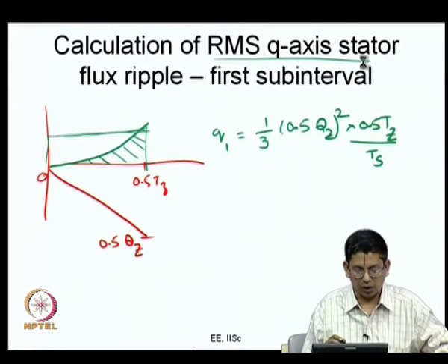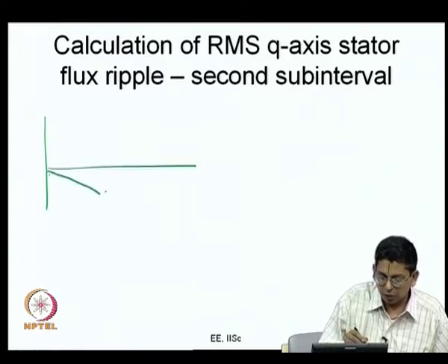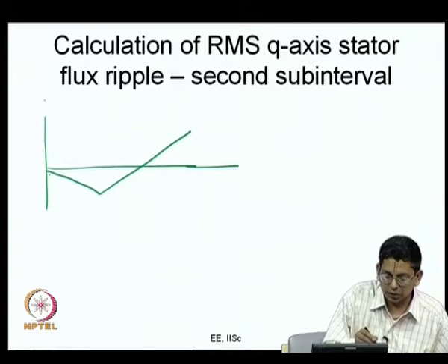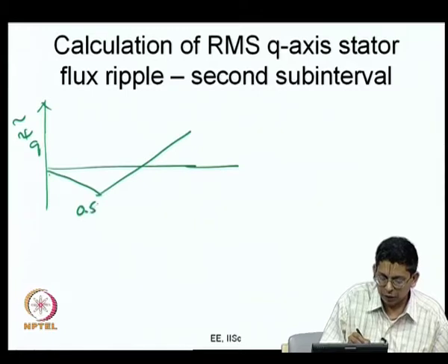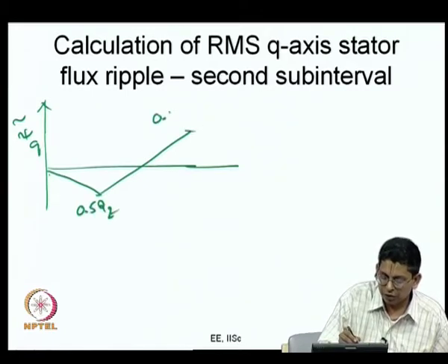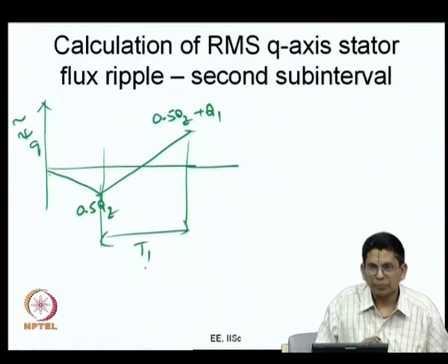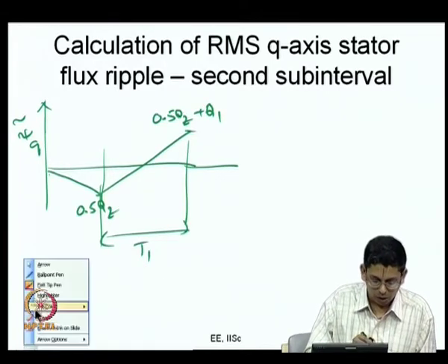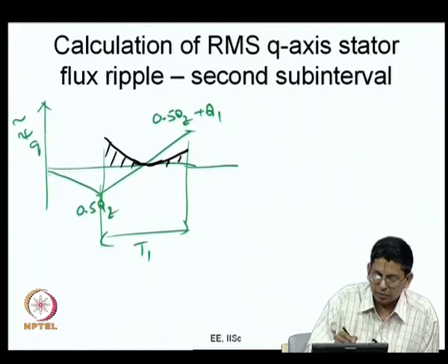If I consider the second one, how is the second one? If I look at the second subinterval, so this is the first subinterval where you minus 0.5, in the second subinterval it increases like this. You just recollect the psi q tilde graph that I had drawn before, and this is 0.5 Qz and this is 0.5 Qz plus Q1, and the time interval is T1. So, if I am going to square that now, when I square this, I will get a parabola like this, and there is this area under this parabola.